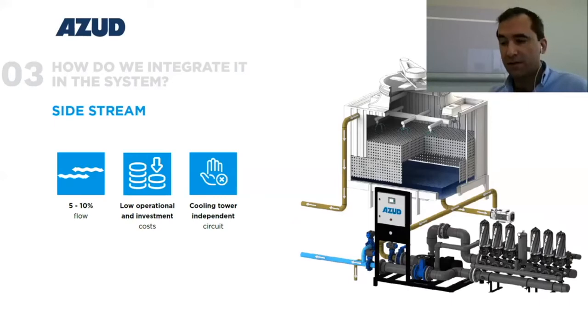Side stream filtration continuously filters a percentage of the flow instead of the entire flow. It can be a cost-effective alternative to full flow filtration that can easily improve the water quality, to reduce water consumption, and ensure efficiency of the cooling towers.